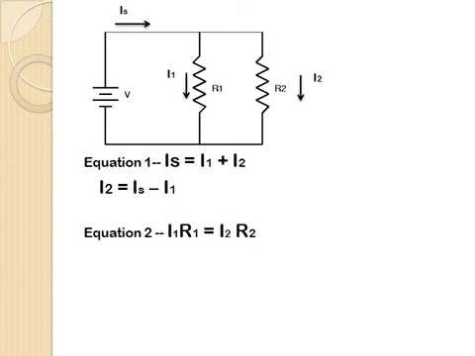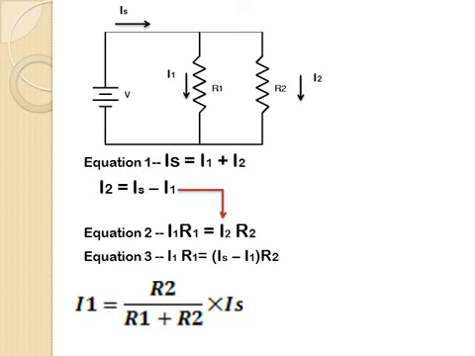After that, we have to substitute I2 with IS minus I1 in equation 2. Then we get a third equation. We have to rearrange equation 3 to make I1 the subject. After rearranging equation 3, we get I1 equals R2 over R1 plus R2 times IS.